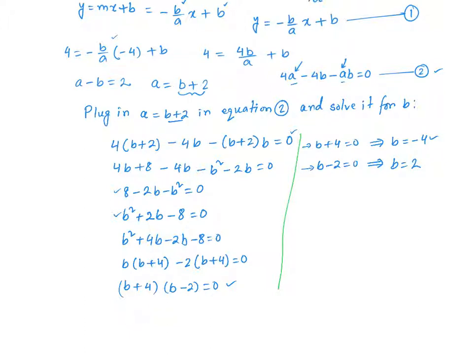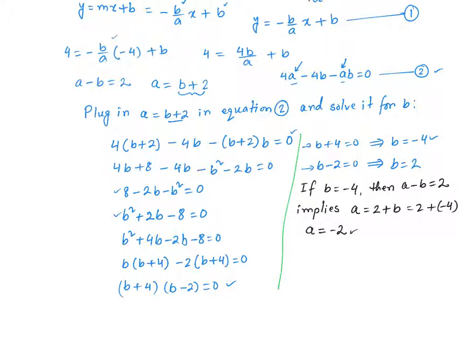Now for these two scenarios, by the way, I'm going to get two corresponding values for a. So keep that in mind. If b is equal to -4, I have a is equal to -2, which I just plug into this relationship which is given. Now I am going to take this a and b value and plug it into equation number 1, which is y is equal to -b over a x plus b. That's equation number 1 right here.